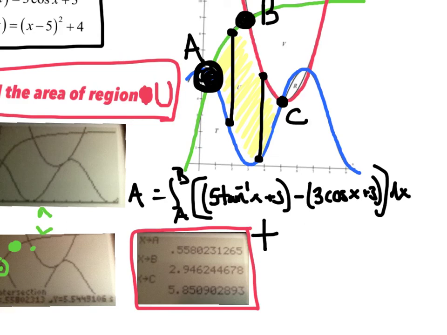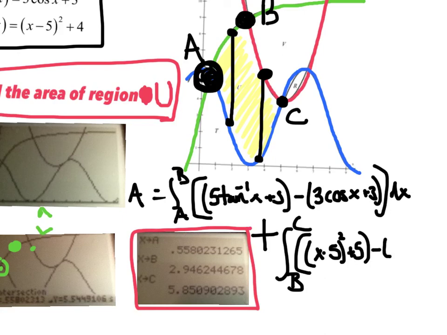And put a big plus sign. We have to add on to that. We now need the next section. This one is going to go from B to C. I'm going to go from this point to this point. Its upper is on the red curve, which is the (x minus 5) squared plus 5, minus its lower, which is on the blue curve, that cosine curve.